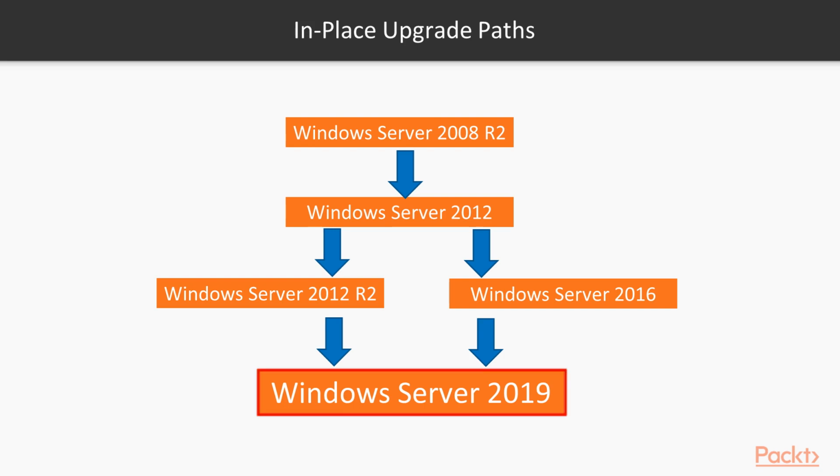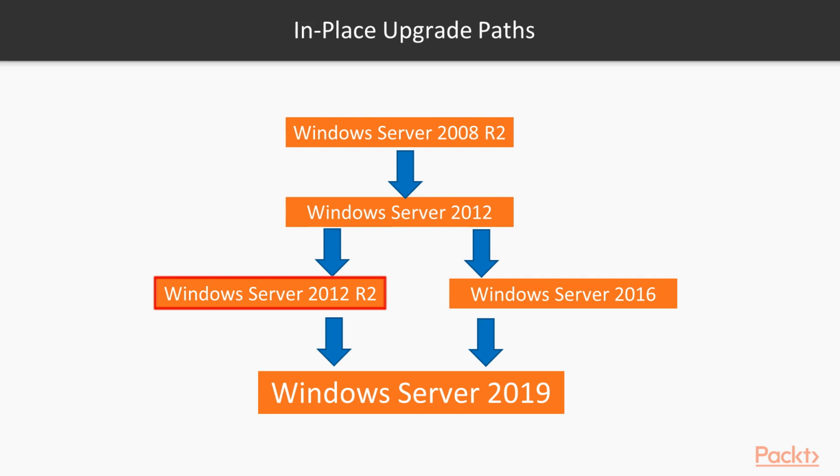Windows Server 2019 has very limited upgrade path from prior versions. If you've been around Windows Server for a long time, you know there's a very similar story here. Basically, if you are coming from Windows Server 2012 R2 or 2016, you have a direct upgrade path. Otherwise, you will have to do 1 or 2 upgrades before you get to Windows Server 2019.